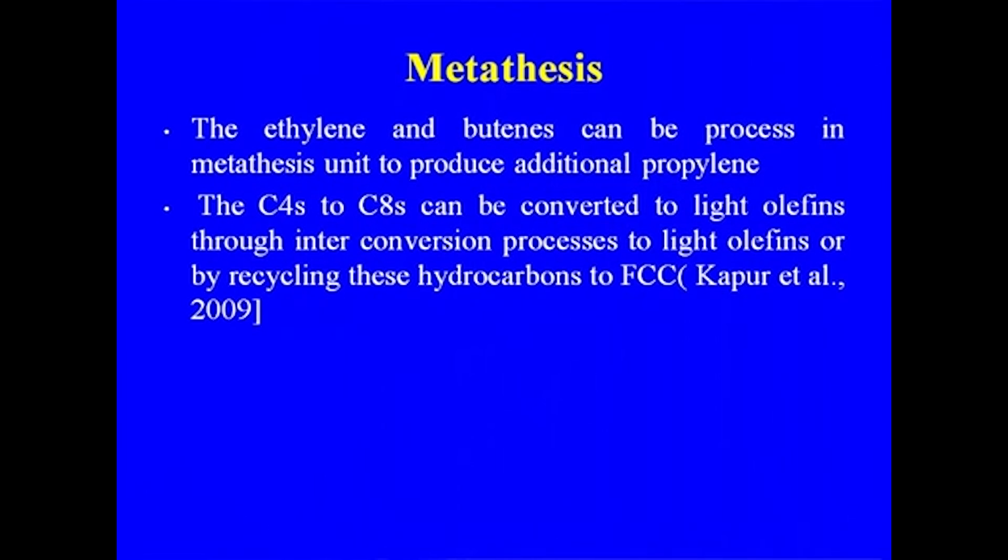Metathesis, we already discussed: ethylene and butene can be processed in the metathesis unit to produce additional propylene, and C4 to C8 can be converted to light olefins through an interconversion process, or by recycling these hydrocarbons to FCC.